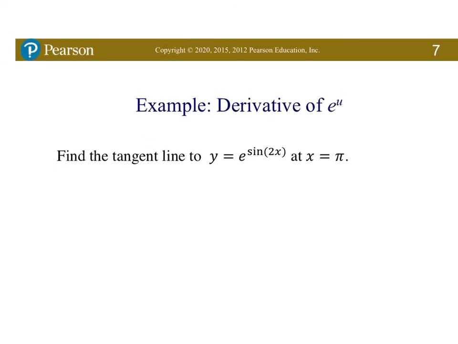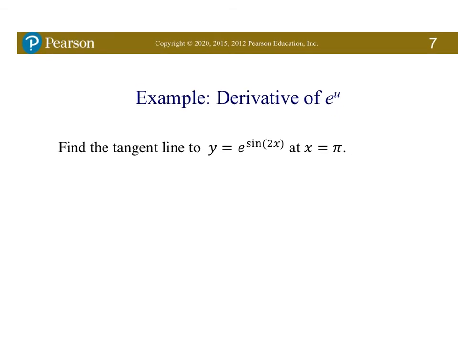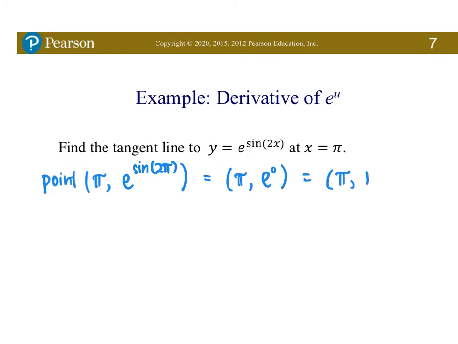We can find a tangent line using these same derivative rules. So first we would need our point. The point will be pi, and then e to the sine of 2 pi. What is the sine of 2 pi? Well, it's 0, so that would be e to the 0. And then e to the 0 is 1. So the point we're working with is the point (pi, 1).